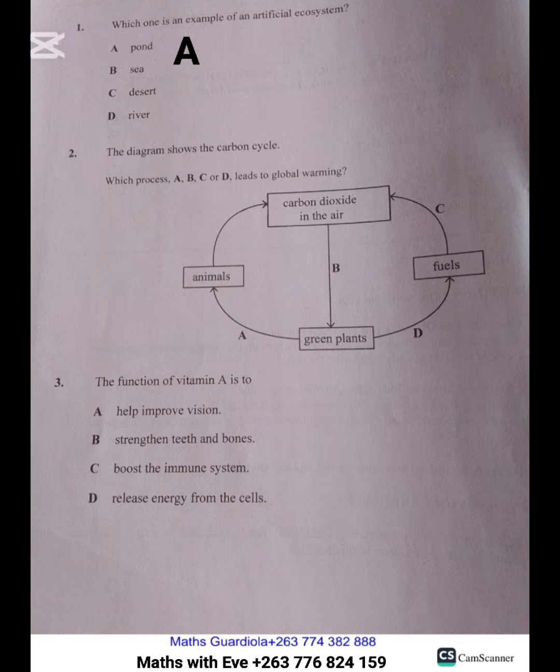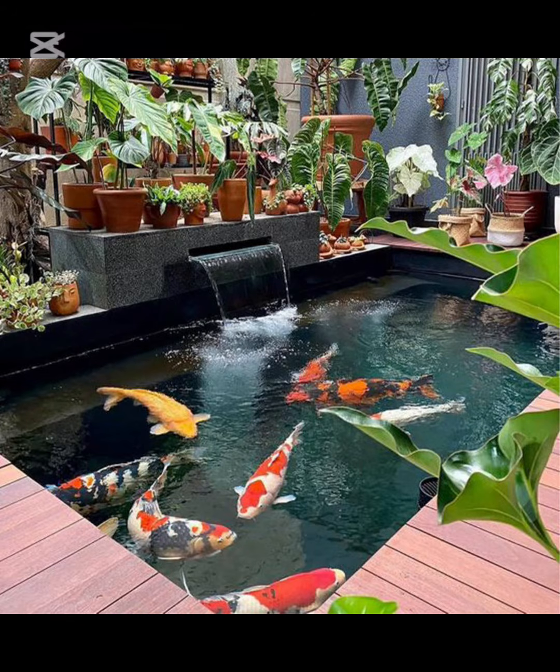So the correct answer on number 1 is pond. A pond is an example of an artificial ecosystem. It is created by humans. Its boundaries are defined by human construction. It is influenced by human activities, e.g., stocking the fish and controlling the water quality.